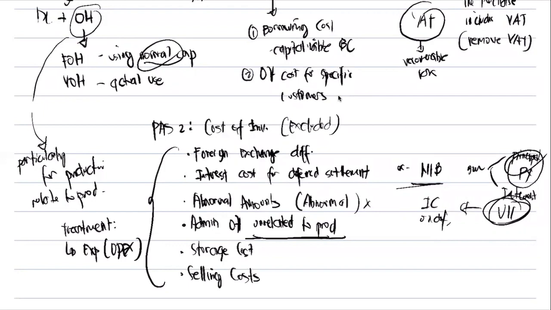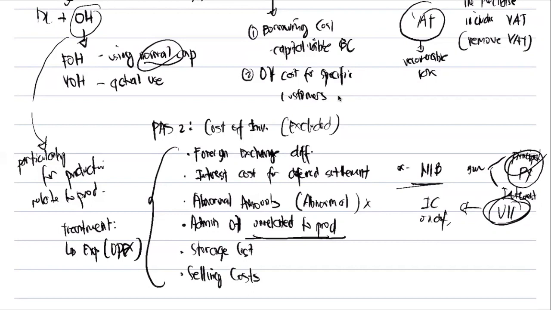Okay? So we have here the items of inventory which must be excluded. First, foreign exchange difference. The difference over the purchase price of the inventory that is due to foreign exchange must be excluded. Next, interest cost on deferred settlement. This is the unearned interest income that you know in your notes and in your loans; you remove that. Next, we have your abnormal amounts. Abnormal because we only include normal amounts as cost of inventory. Any cost above the normal is excluded.